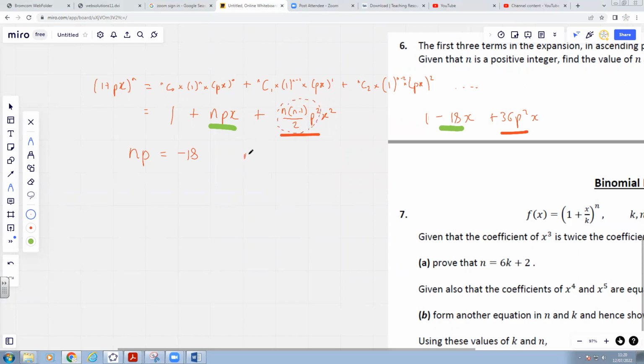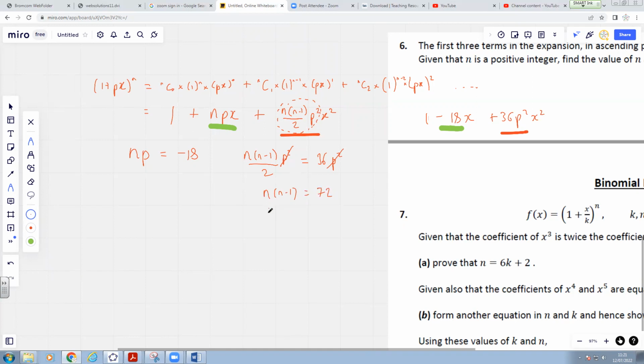So n minus 1 p squared over 2 equals 36 p squared. I've not bothered with the x squared because they've both got x squareds on there. So we're just looking at the coefficient of x squared. Now, what I can also do is cross out the p squareds because I'm essentially dividing by p squared there. So what have I got here? I've got n times n minus 1 is 72.